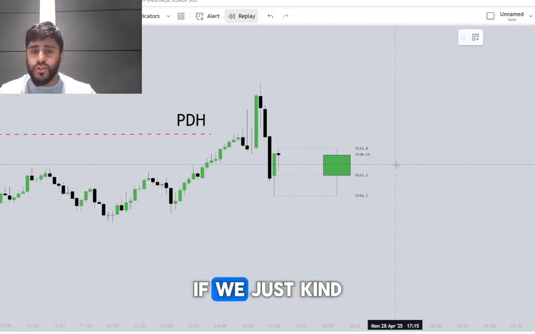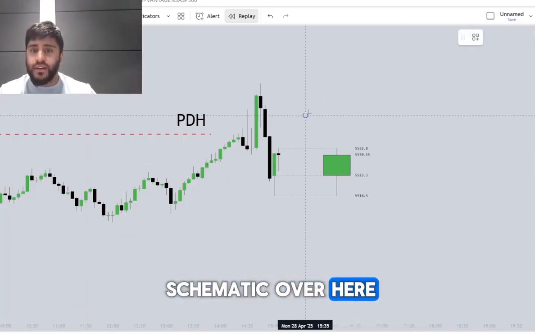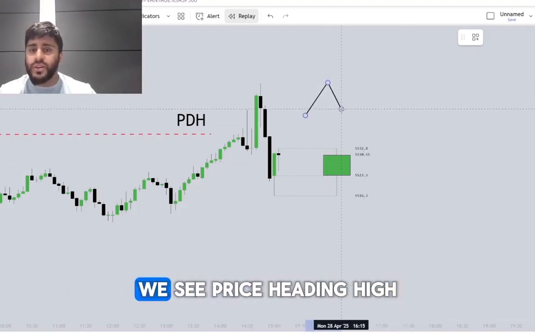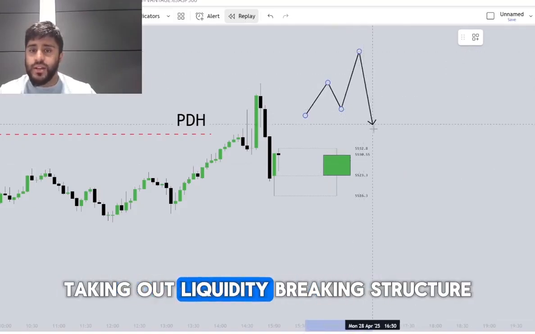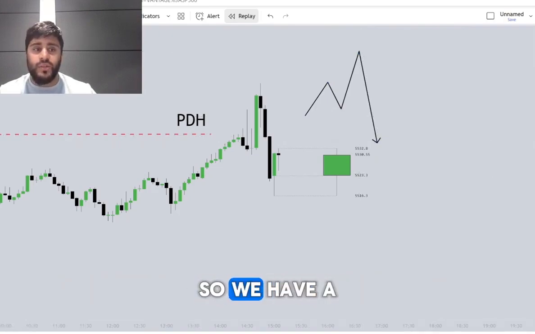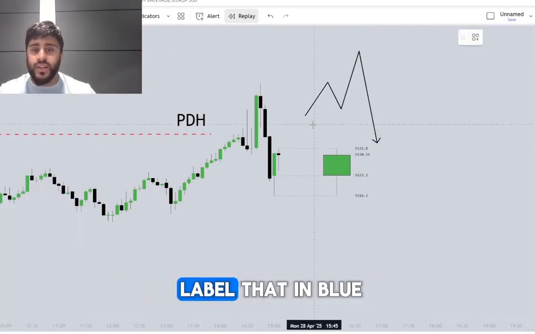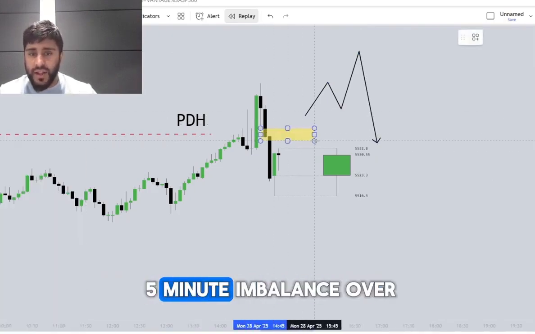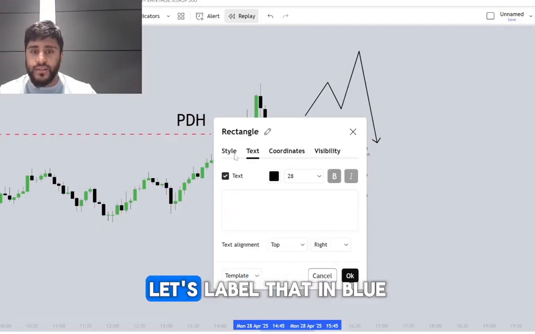So what's happening is if we just draw a little schematic over here, we see price heading higher, taking out liquidity, breaking structure, and now we have a fair value gap over here, right? So we have a 5-minute fair value gap. I'm just going to label that in blue. So this is the 5-minute imbalance over here. Right, let's label that in blue.